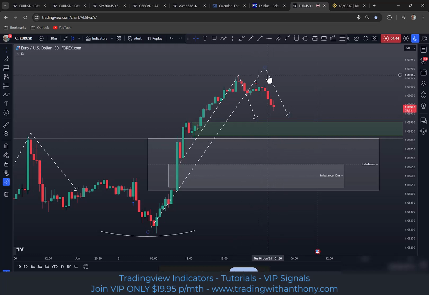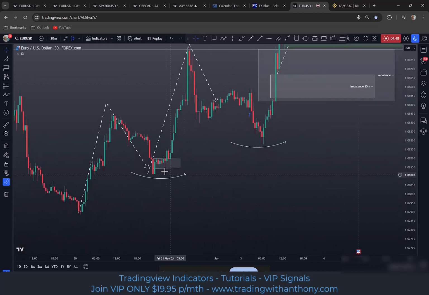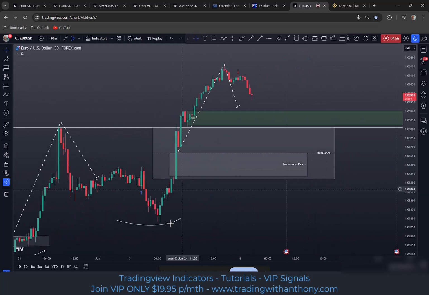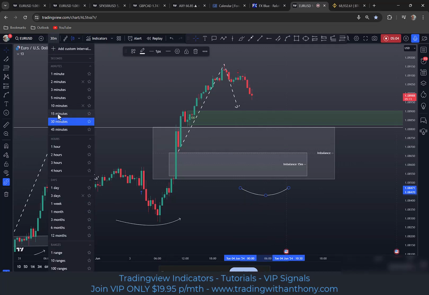But the way around this, as I mentioned before, see how I've marked up these rotations down here and here. Well, we're looking for this, and I'll go down to a 15-minute time frame because I'm looking for the same thing to occur somewhere here. So let's just check that out and see what it looks like on the 15M.